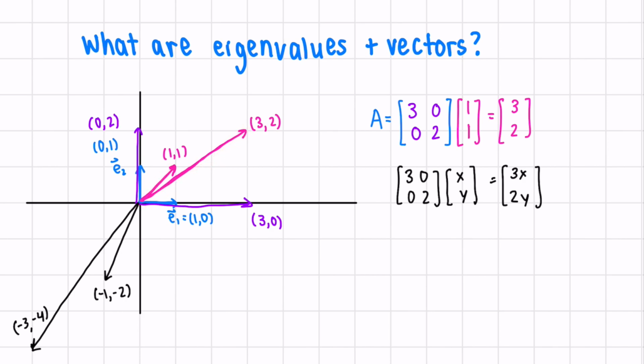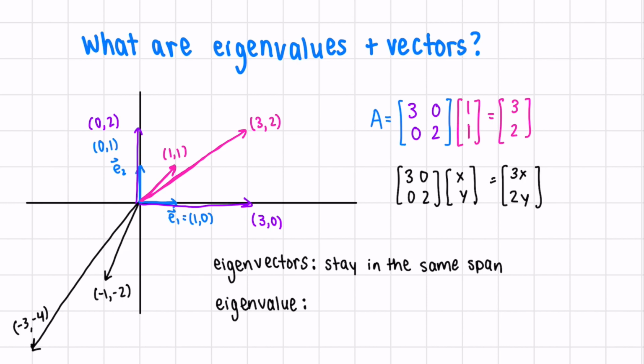They don't remain on that same line. The two vectors that do remain on their same line, or on the same span, are E1 and E2. They're just scaled, right? This is exactly the definition of eigenvectors. After the linear transformation is applied, they stay in the same span. They could be scaled by some factor, but they stay on the same line. What's an eigenvalue? This is how much the eigenvectors are transformed. They might be scaled or compressed by a certain factor.